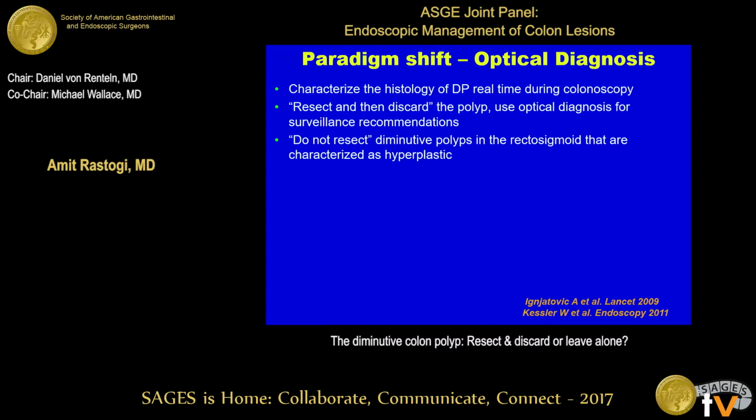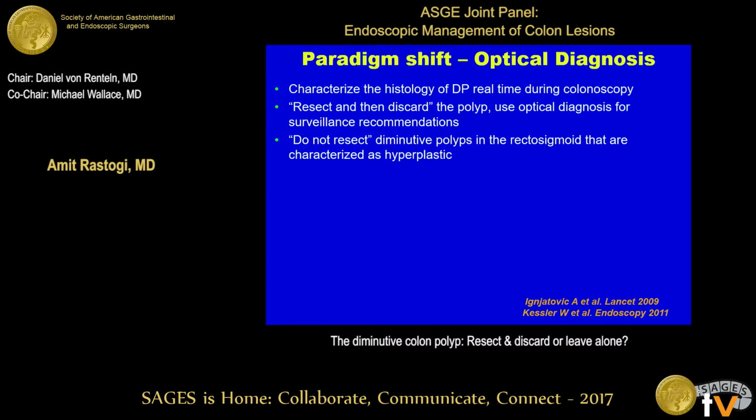So because of all this and the development of advanced imaging technologies over the last few years, there was a paradigm shift that was being discussed and is still being discussed, what we call optical diagnosis. What it means is you characterize the histology of these diminutive polyps during the procedure. So you detect a polyp, you use an imaging modality, which could be electronic chromoendoscopy or chromoendoscopy, and you characterize the histology of the polyp. And then, and this is for diminutive polyps only, you can resect and discard this polyp and use your optical diagnosis to recommend the surveillance intervals.